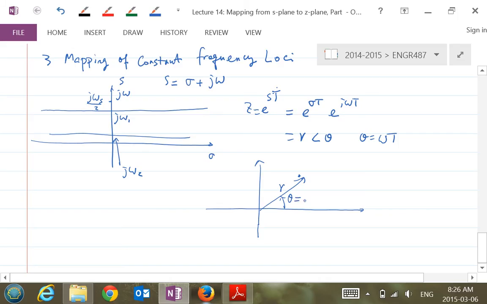So maybe the first one here is this, omega 1 T. This is basically your first mapping, this one here is mapped to here. So omega 1 is mapped to this line here. What do you think about omega 2? Where is that going to be? Would that be somewhere here, or it should actually be where? It should be here, right? So this one here is theta equal to omega 2 T.